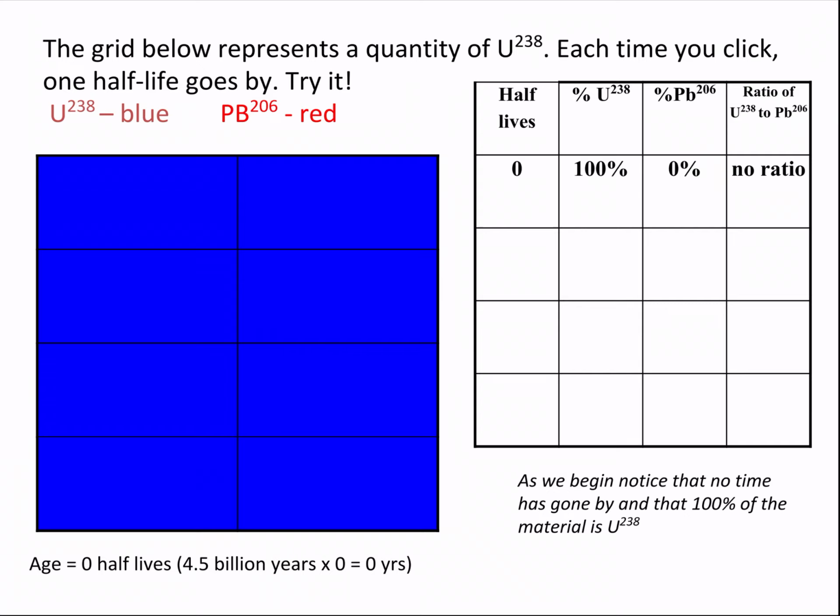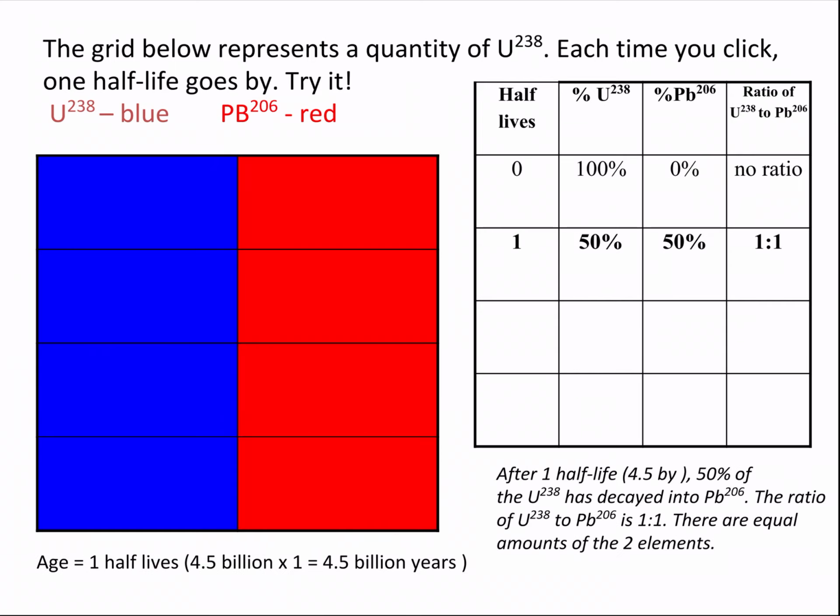None of it has decayed into lead, so that Pb206 is lead when it becomes stable, and so we have no ratio. But after its first half-life, in this amount of time, half of your sample will have decayed. So after its first half-life, half of it is uranium, half of it is lead. It's a 1-to-1 ratio.